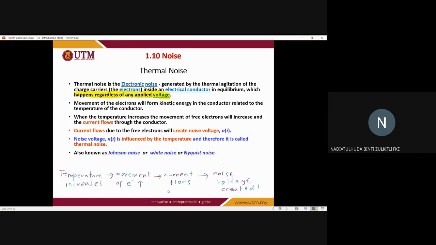And white noise. Why is it called white noise? Because it can happen at a very wide frequency and wide bandwidth. That is why it's called white. When you refer to white on a spectrum, it means white light. It has very large bandwidth. It's like your rainbow.